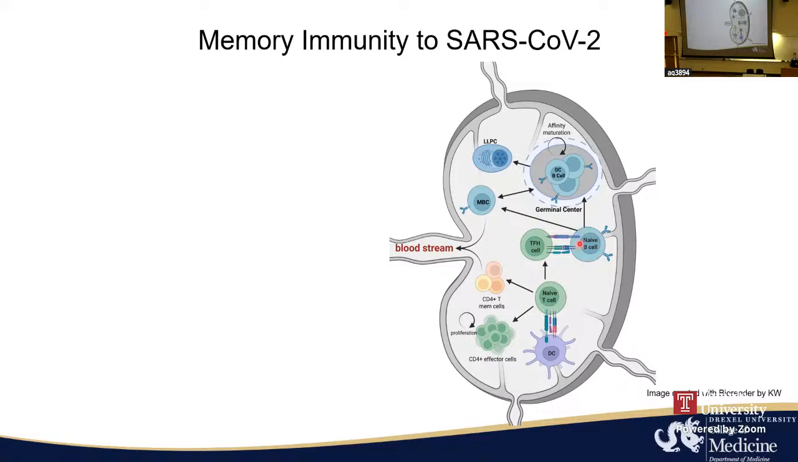So your naive B cells can then enter into germinal centers where they will undergo affinity maturation. They can also differentiate into memory B cells or long-lasting plasma cells. And from here, they will exit from the lymph node into the bloodstream, and that's where these cells can interact with or produce different neutralizing antibodies upon reinfection with SARS-CoV-2.